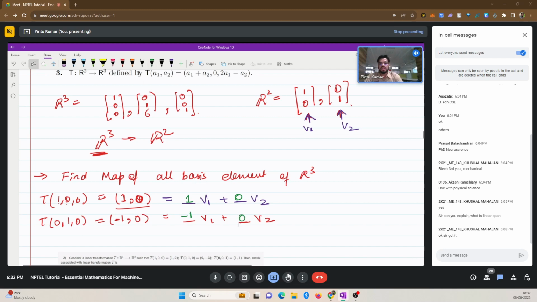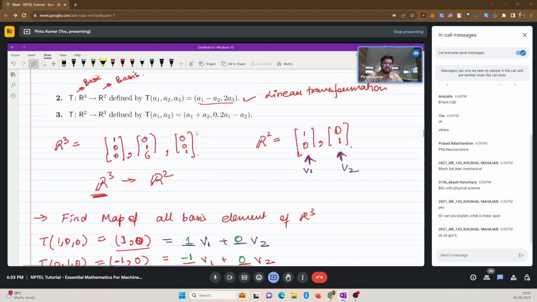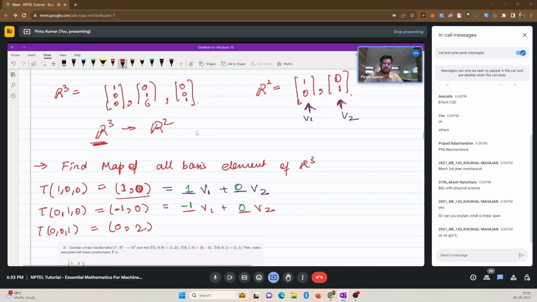Let's look at the third one also. (0, 0, 1). So this is (0, 2) now, because it was A1 minus A2 and 2A3. So this is 0 times V1 and 2 times V2, right?